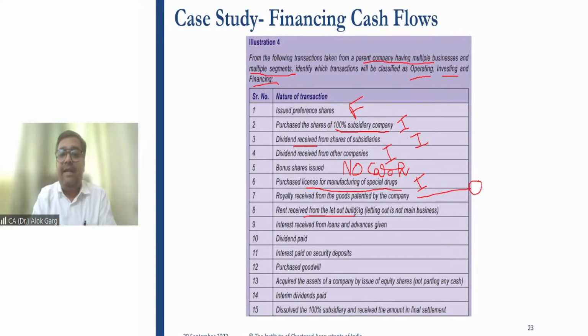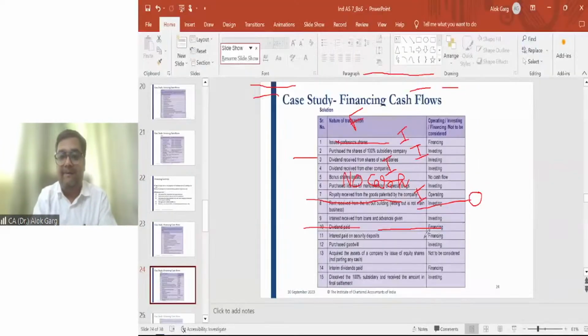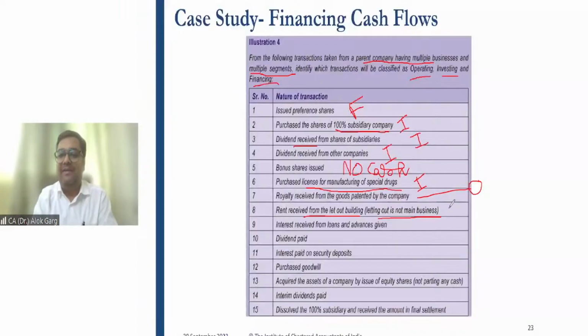Rent received from the let out building. Letting out is not the main business. So the company has an investment property, and from the investment property, the company is getting a rent. It is an investing activity, right? Because the main business is not to get the rent.